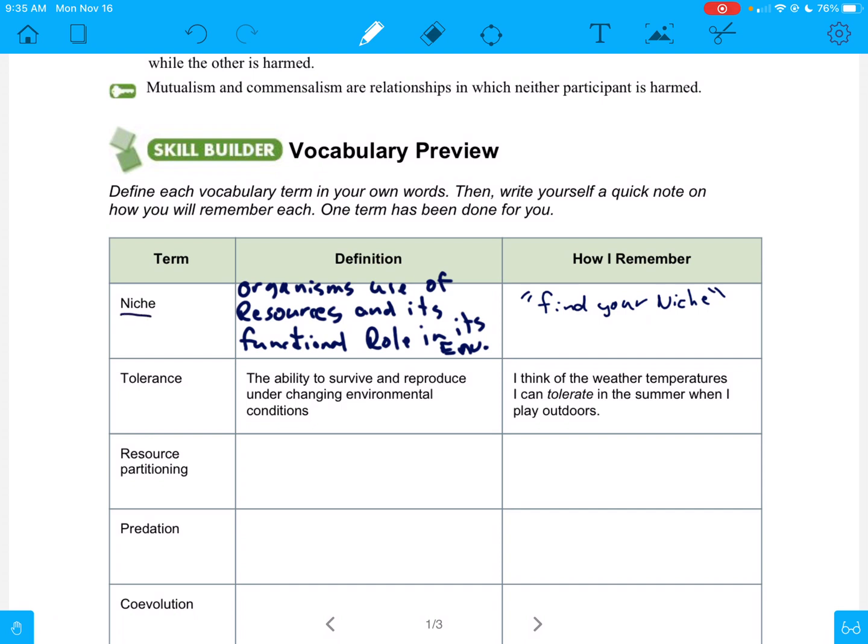And basically anywhere else besides Indiana, they call it a niche. Here in Indiana, a lot of times, Kentucky area, we call it a niche. So just know that you can hear it both ways.